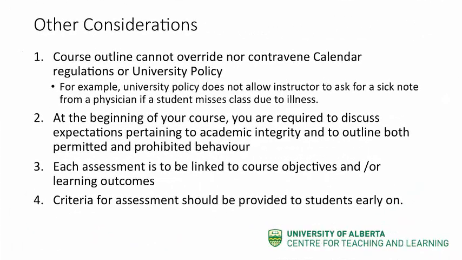There are other considerations that you may wish to include. However, a course outline cannot contravene any calendar regulations. As well, at the beginning of the course, you're required to discuss the expectations pertaining to academic integrity and to outline both permitted and prohibited behavior. Each assessment is to be linked to course objectives and/or learning outcomes. And the criteria for assessment should be provided to the students early on.